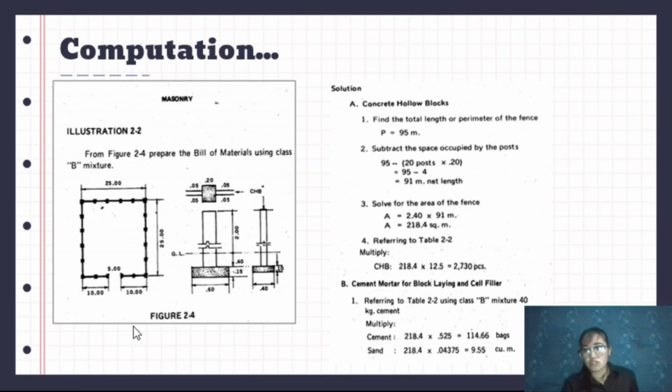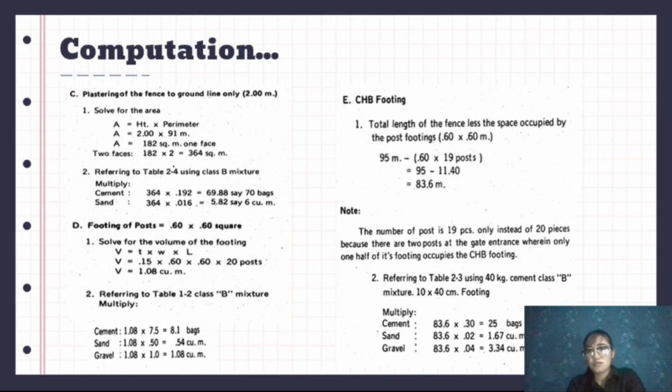Next is the cement mortar for block laying and cell filler. Again, referring to Table 2-2 using class B mixture, get the total volume and multiply by the required values. You can compute for the required bags and volume for the sand and gravel. Next is the plastering. Again, it is just the same as earlier, except that it has a lot of tables to base on.